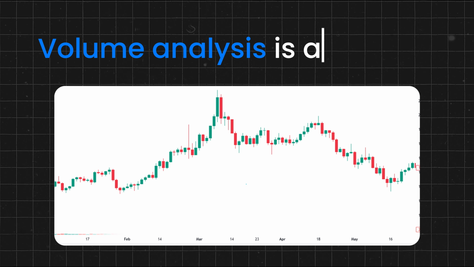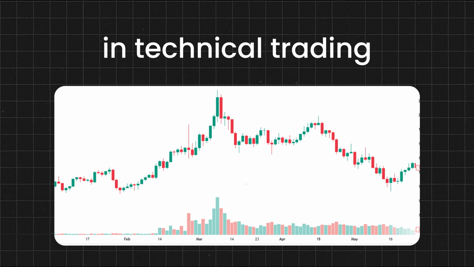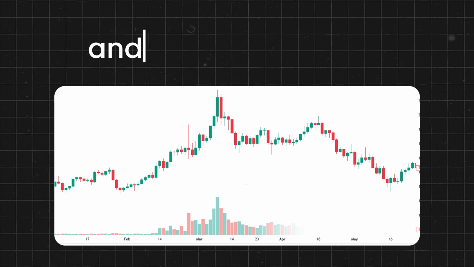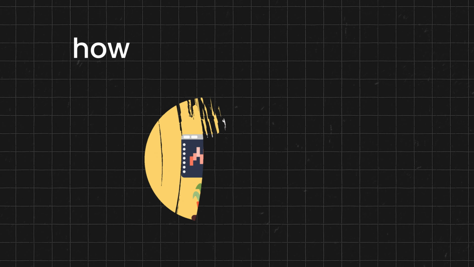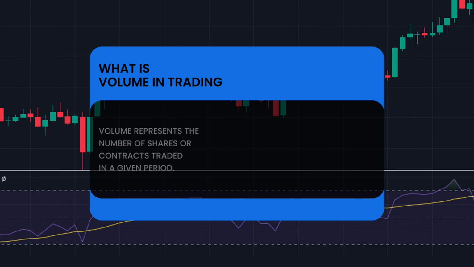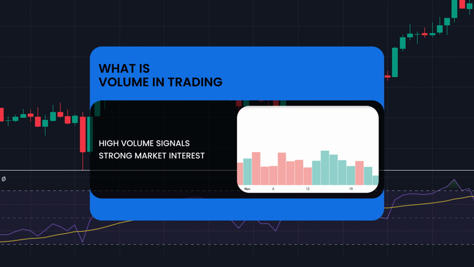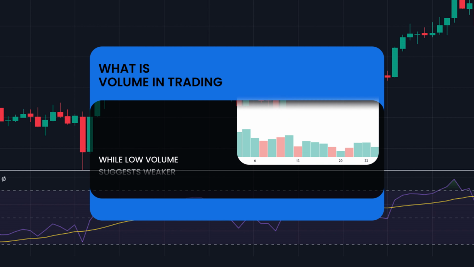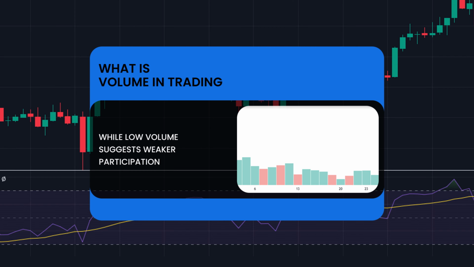Volume analysis is a key tool in technical trading, helping traders confirm trends and identify reversals. Let's explore how to use it effectively. What is volume in trading? Volume represents the number of shares or contracts traded in a given period. High volume signals strong market interest, while low volume suggests weaker participation.